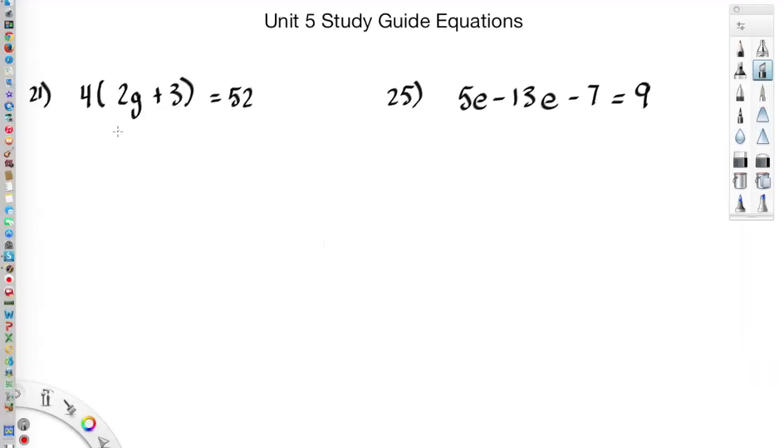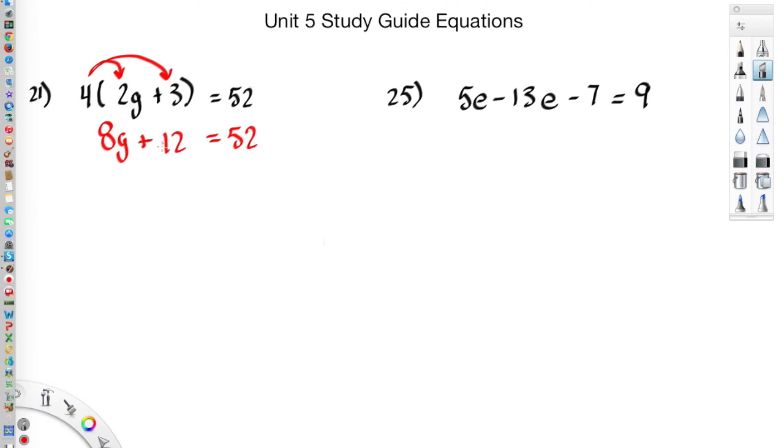Now we have some multi-step equations. Number 21 here, I have 4 times the sum of 2g and 3 is equal to 52. The first thing I need to do is simplify this by distributing. 4 times 2g is 8g, and then 4 times 3 is 12, which is all equal to 52. I need to isolate g.